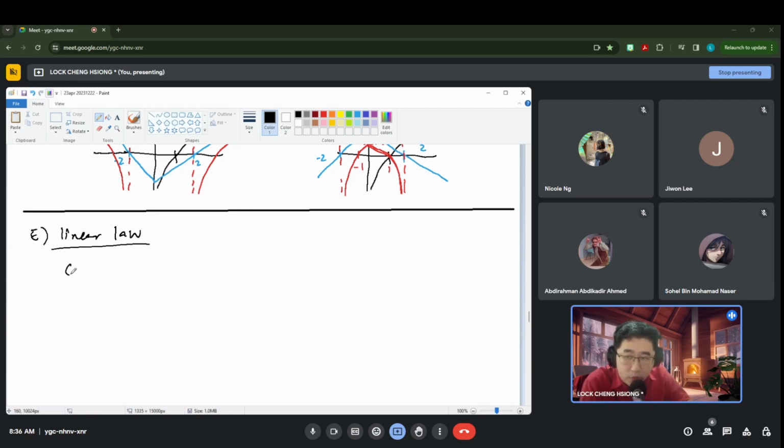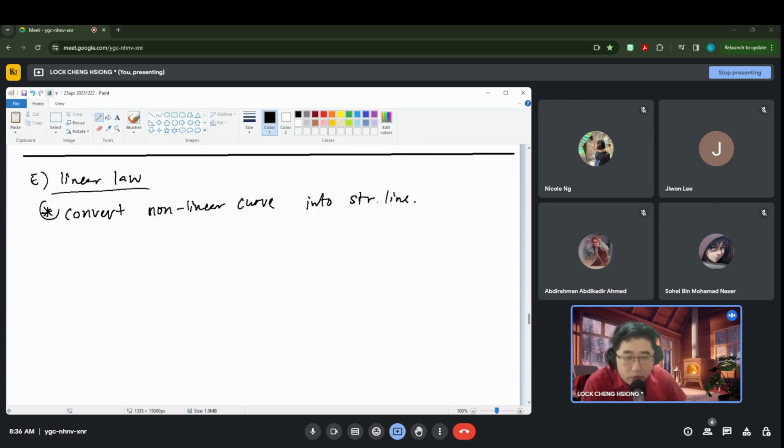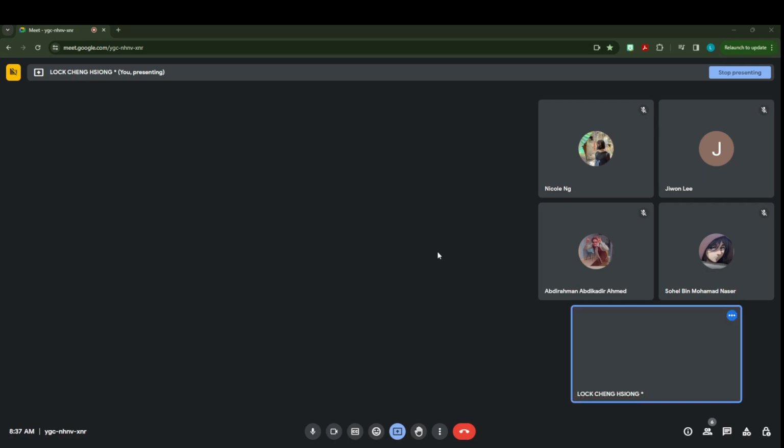Okay, so we convert non-linear curve into straight line. What we're actually dealing with is converting non-linear curve into straight line. Okay, this one, let me extract from the book.